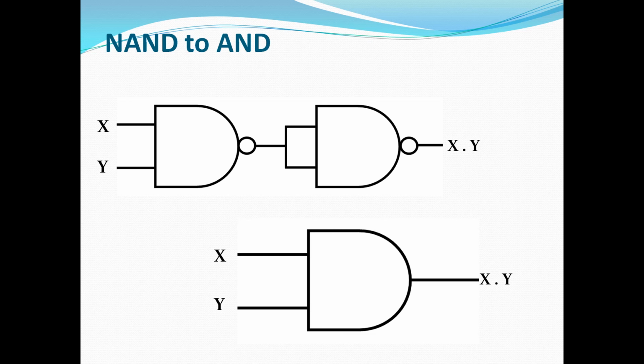But when you implement the AND gate using NAND, two gates are required. Not only one gate, two NAND gates we have to connect serially. The two NAND gates are equal to one AND gate. By connecting the two serially, we can implement the AND gate.